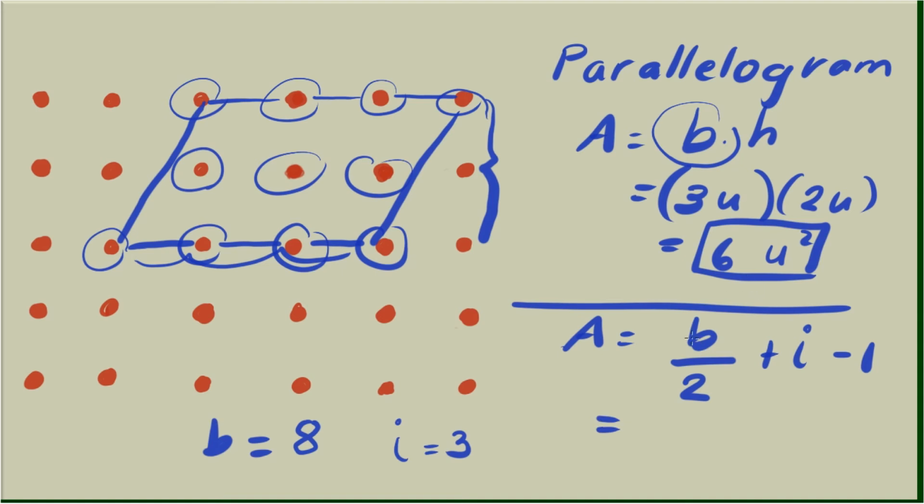So let's see if we get that 6 units squared. So that's 8 over 2 plus 3 minus 1. Now 8 over 2 is 4 plus 3 minus 1 is a 2. So 4 plus 2 is 6. So we got that 6 units squared.